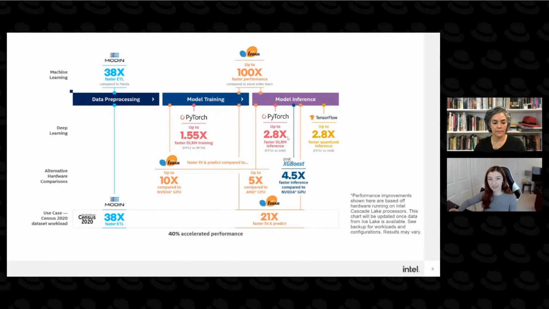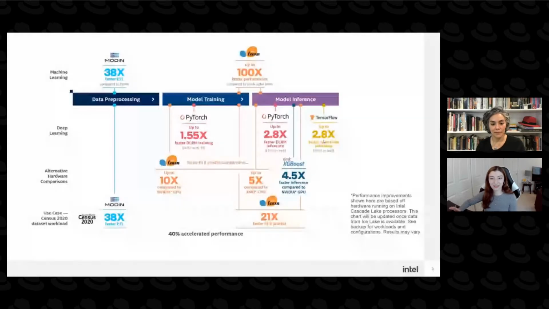And those same optimizations, if you use the DLRM inference with it, you can see up to 2.8 times faster using the int8 instruction set versus FP32. Now, in terms of optimizations, as of XGBoost 0.81, we've been upstreaming our training optimizations to the mainstream XGBoost. So if you're using the hist method, you already have those going. But we have even further optimizations in model inference, up to 4.5 times faster inference compared to NVIDIA GPU if you use that.